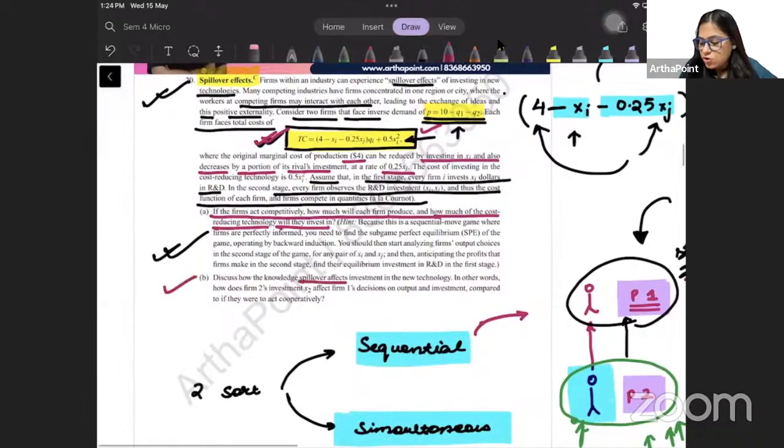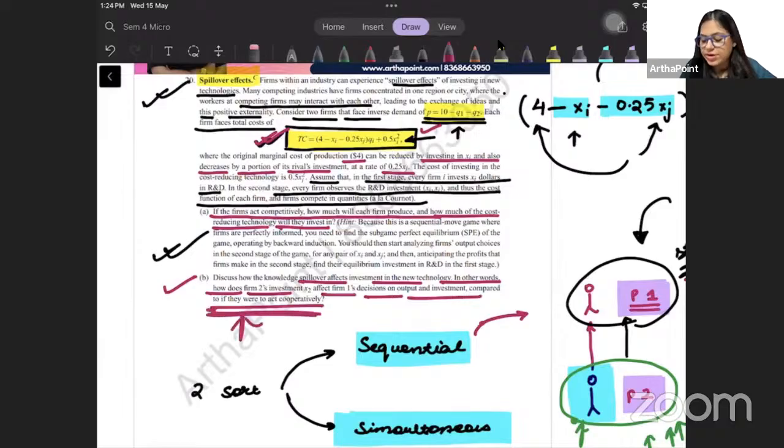Discuss how knowledge spillover affects an investment in the new technology. In other words, how does firm 2's investment X2 affect firm 1's decision on output and investment compared to if they were to act cooperatively? Okay. Now, this is a typical question of externality.